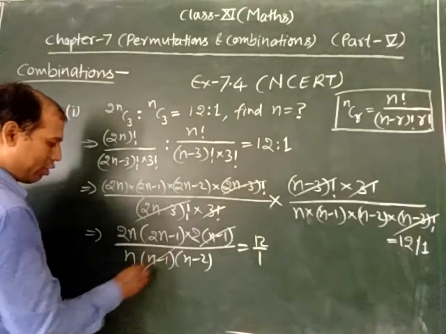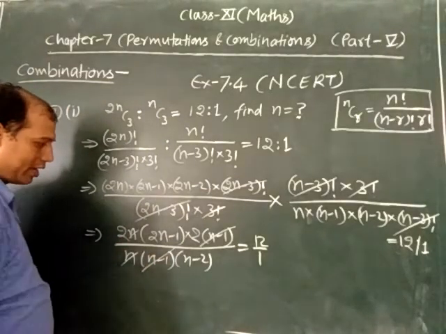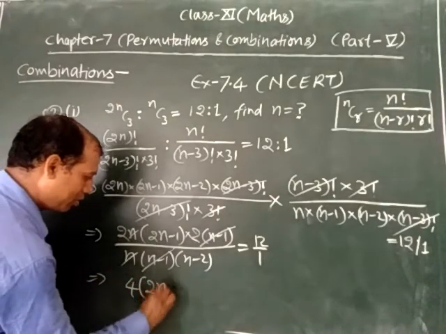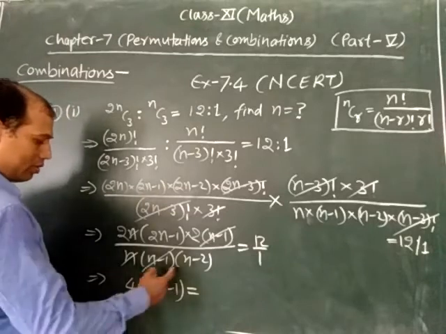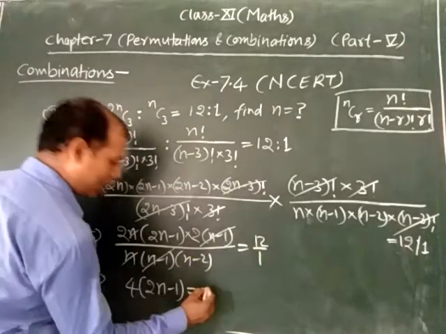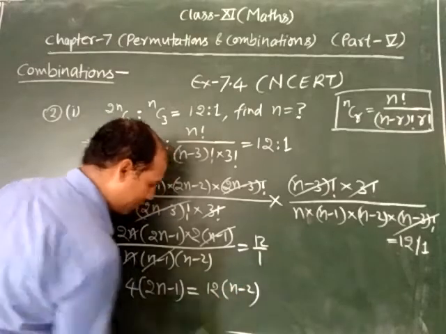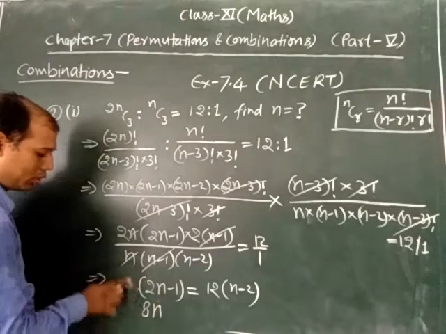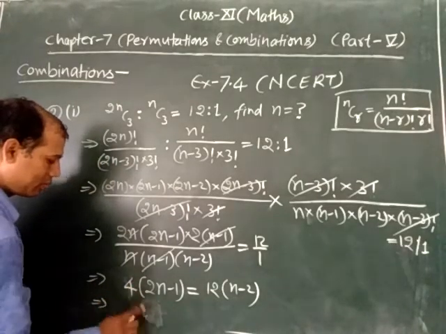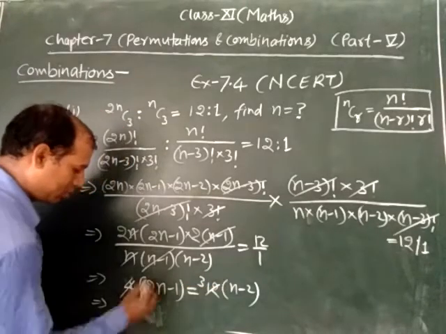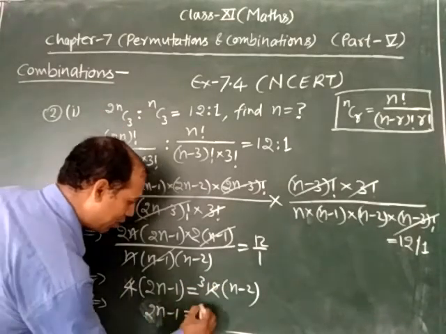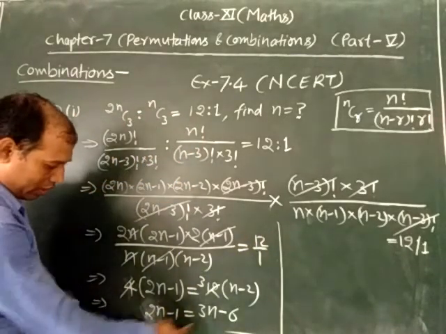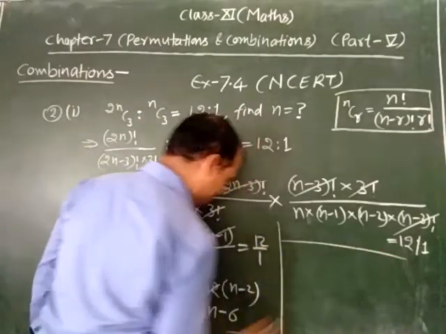Now n minus 1 is cancelled out with n minus 1, and n is cancelled out with n. We get 2 to the 4 into 2n minus 1 equal to, and this is cross multiplied with 12, so we get 12 into n minus 2. Now 4 is cancelled out, 12 divided by 4 is 3. So this is equal to 2n minus 1 equal to 3n minus 6.